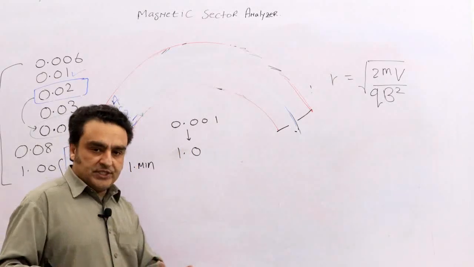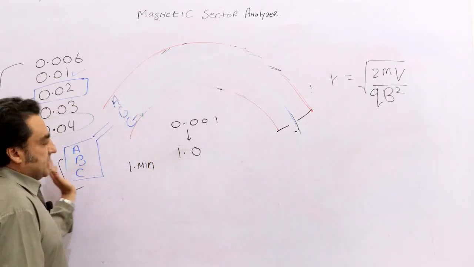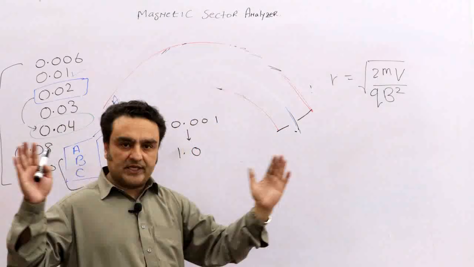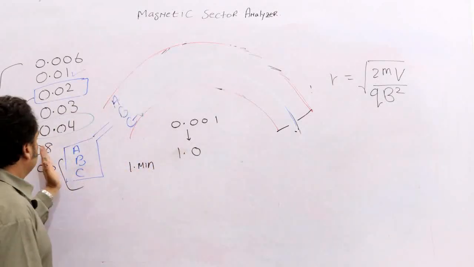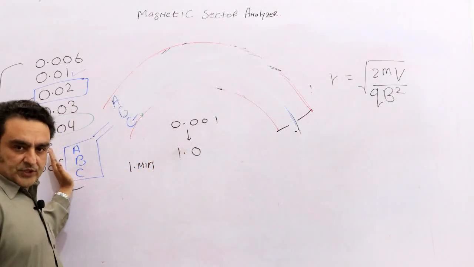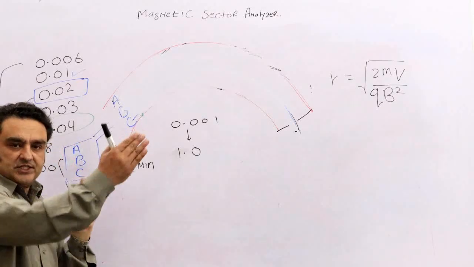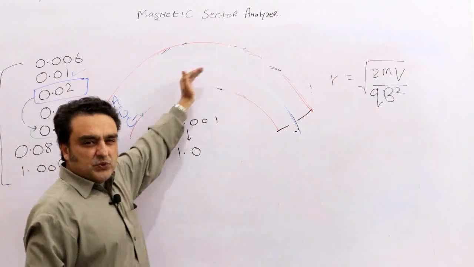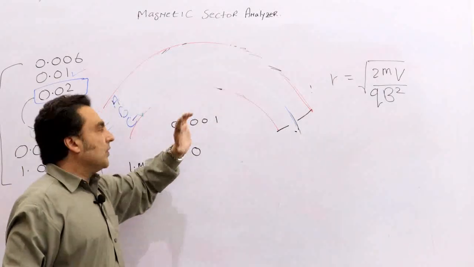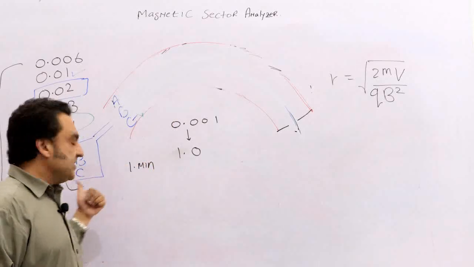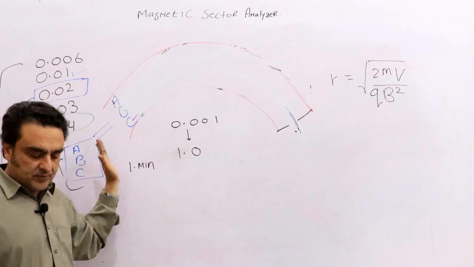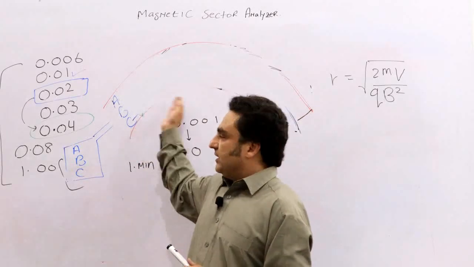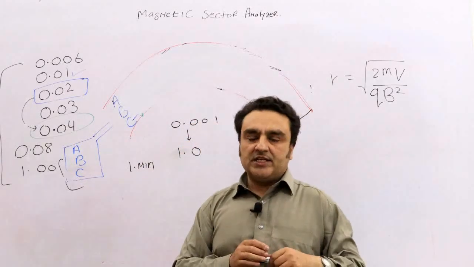So now the conclusion is, this magnetic sector can work either by scanning the magnetic field, or by changing this propeller potential. The potential can also be increased or decreased. It can operate when the magnetic field is kept constant, or if the magnetic field is changing, then this propeller voltage is kept constant. So this is a small demo of the magnetic sector analyzer.